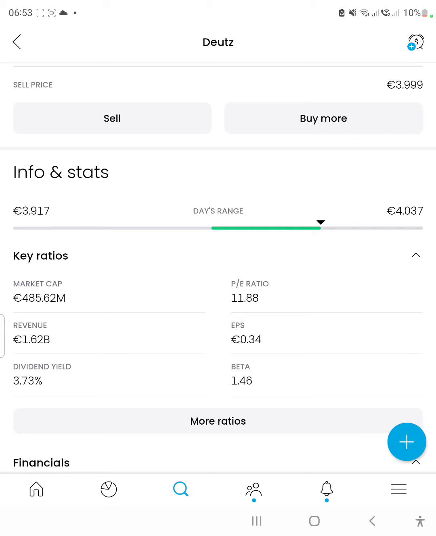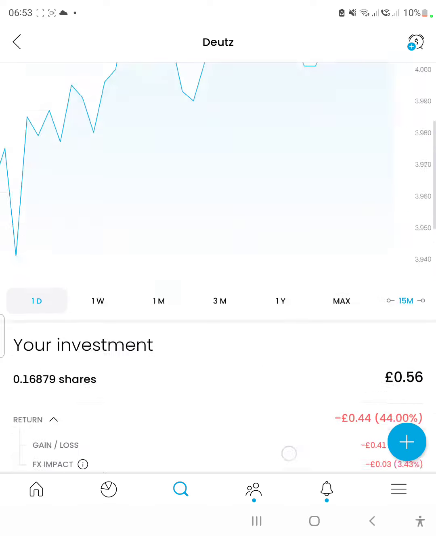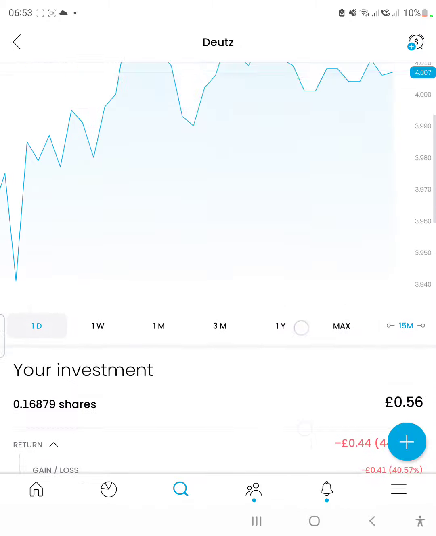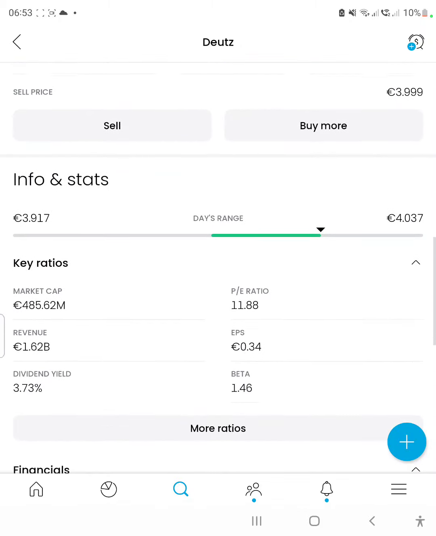That's a ratio where the price of each stock, which in this case is 4.007 euros, is divided by the earnings per share. As you can see below, the earnings per share is 0.34 euros, so 34 cents, and then we get a PE ratio of 11.88, which is really good. I always say that a PE ratio of at least 10 is a really good figure.